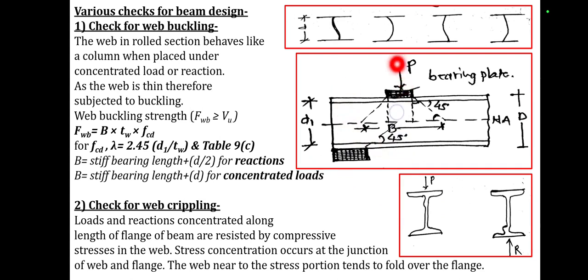Here you will be observing a concentrated loading. This is the B, that is the stiff bearing length. Small d1 is the distance, that is the height of the web, and capital D is nothing but the total depth of the section. Next, check for the web crippling. The loads and the reactions concentrated along the length of the flange of the beam are resisted by the compressive stresses in the beam. The stress concentration occurs at the junctions of the web and the flange.